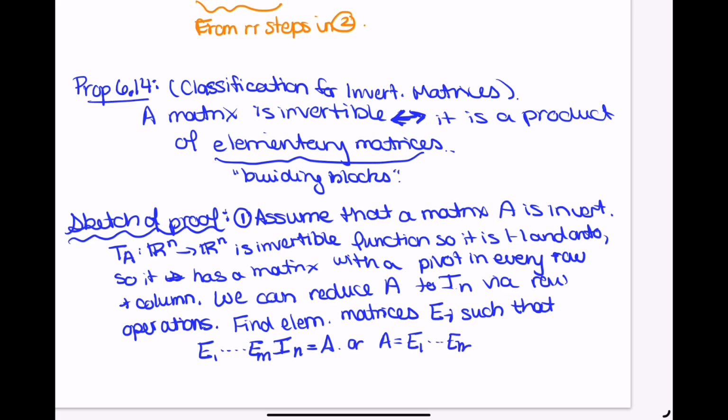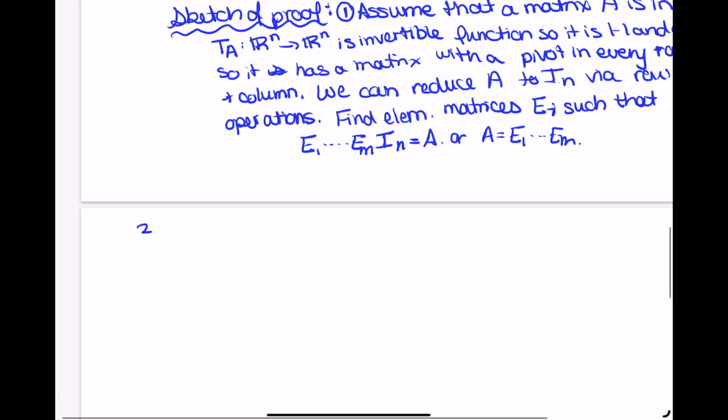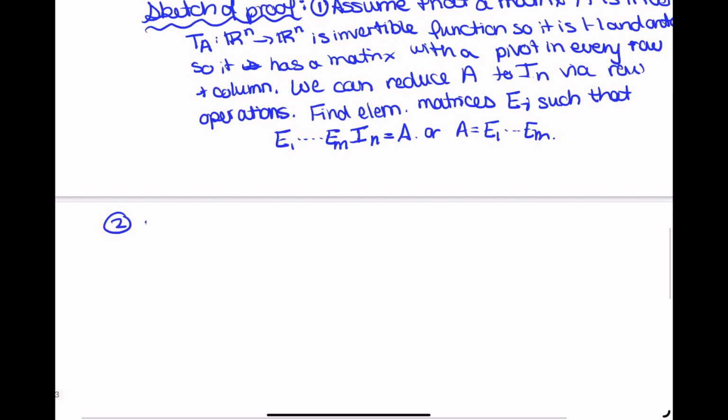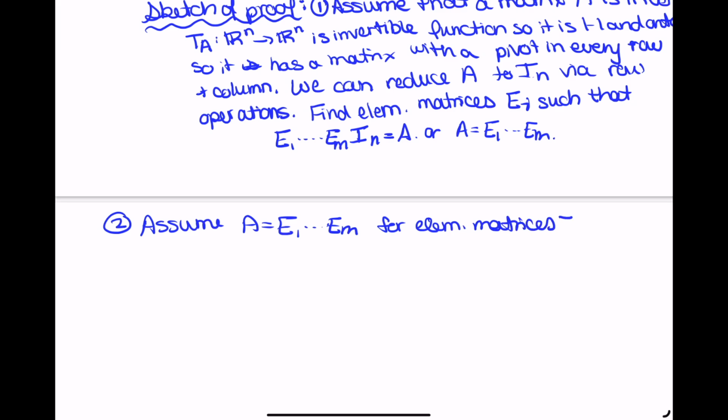Okay, so in other words, our matrix A itself is equal to the product of these elementary matrices because the identity multiplied by anything is just itself. So in part 2, the second direction, we need to instead assume that we are given the product of elementary matrices, and we want to then show that it is an invertible matrix. So instead, we want to show that the product of elementary matrices is in fact invertible.